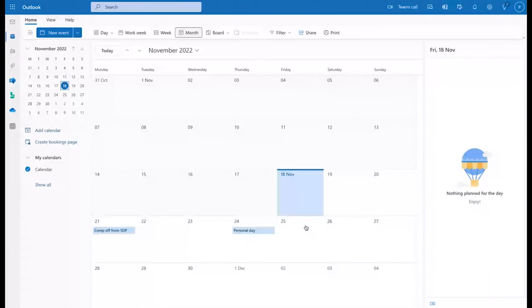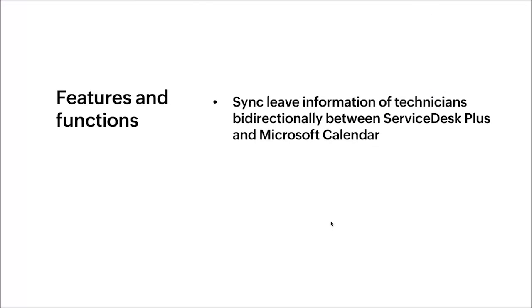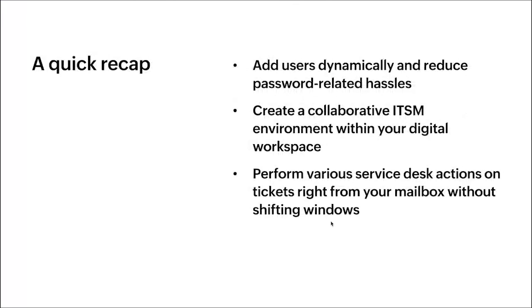So this will help you bidirectionally manage leaves, and instead of jumping across applications or missing out on the technician's availability, you can keep a proper score of who's available and who's not. So we just discussed this feature, and we have come to the end. I want to give a quick recap and ensure that all the integrations are quite clear.